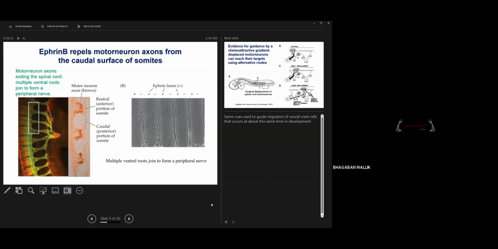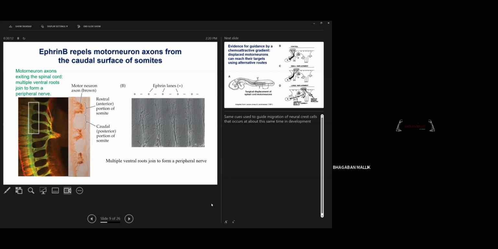So if you remember the previous lecture, where I talked about neural tube formation, on either side you have the somites. The somites are mesodermally derived structures. You have an anterior side and a posterior side. The anterior side is the rostral side of the somite, and this is the posterior side, or caudal side, of the somite. On the caudal side of the somite you have more ephrin A signal, and ephrin A is a negative signal. Okay, it's a negative signal. So the axon will not extend its projection to the ephrin A region.